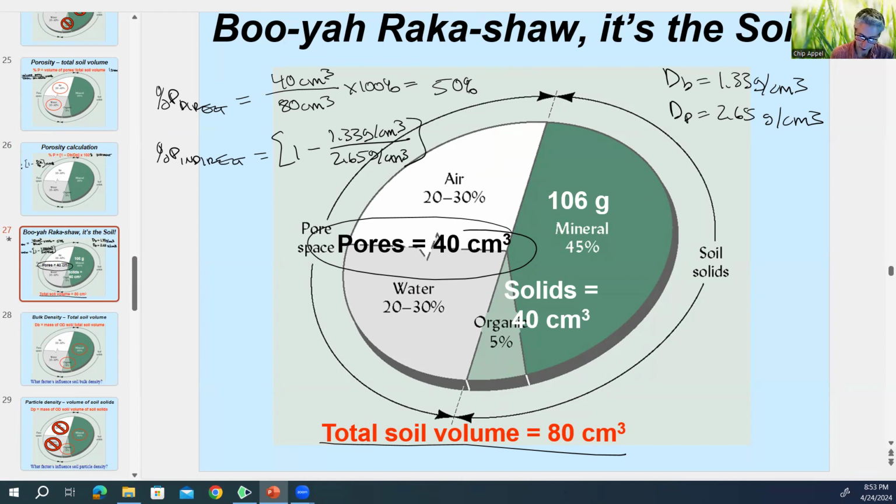Multiply that whole thing by 100%. And if you do the math, which I'm sure you will, you have 50%. Okay, so it's just two different tools that we can use to calculate a soil's porosity.